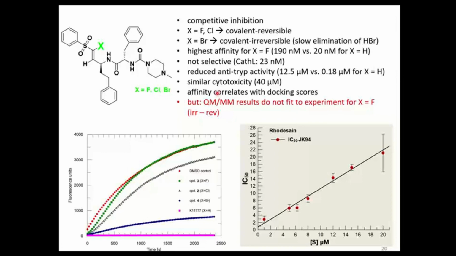But in contrast to the results predicted by the QM/MM methods, the experiments showed that the fluorine-substituted compound is a reversible inhibitor, which can be reactivated. The enzyme can be reactivated in dilution assays or in dialysis assays. So we have here a discrepancy between the QM/MM results, which predict an irreversible inhibition in the case of fluorine, and the experiment, in which we found that the fluorine compound is a reversible inhibitor.